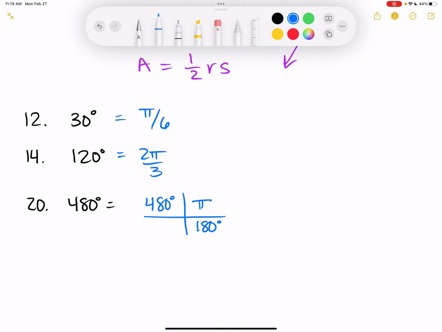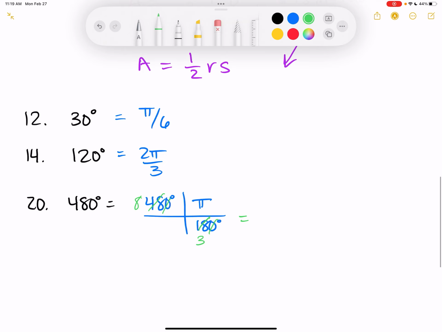So I'm just going to reduce this down as much as possible. Let's see. Is 18 going to 48? No. But I can take a 6 out of it, I think. What is that? 8 and 3. So 8 pi over 3, right? I think so.